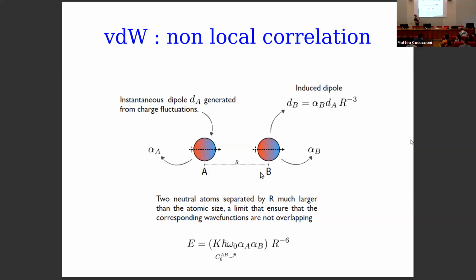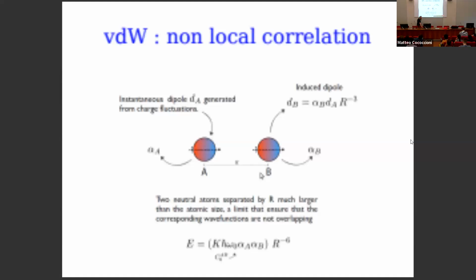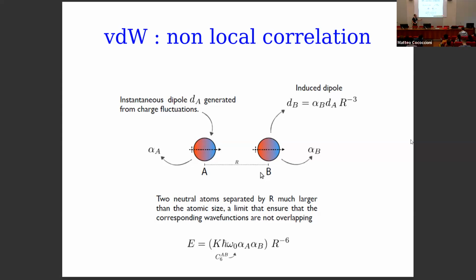But then this dipole will interact back with the original fluctuating dipole, and so in the end, you end up with something which has to do with the product of polarizability of the two fragments, and has a typical decay for small fragments that is r to the -6, which is what we know about the Heitler-London type interaction.